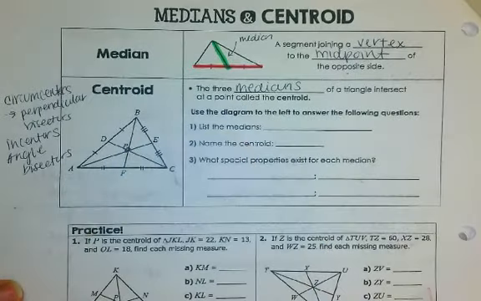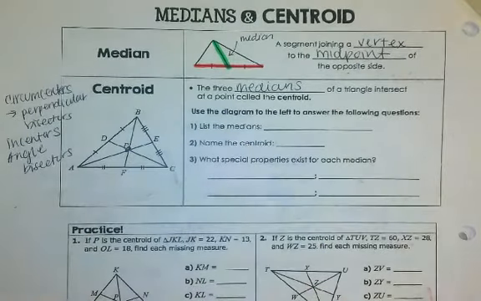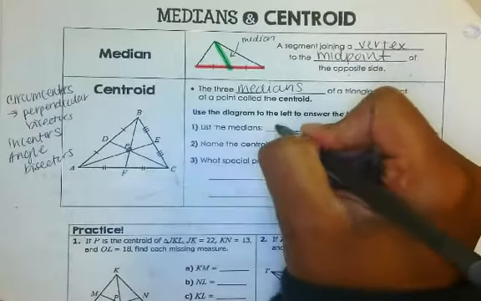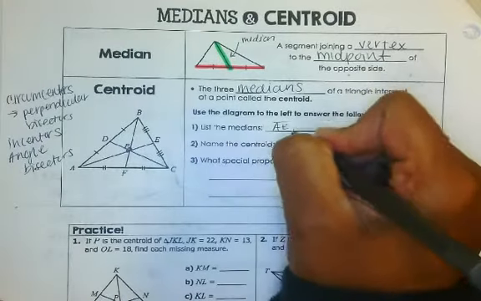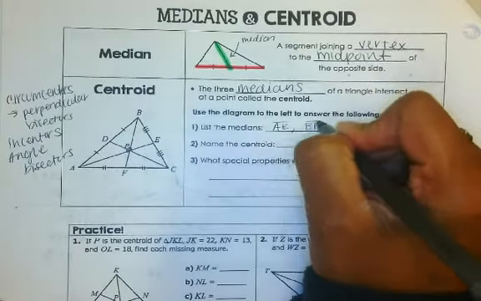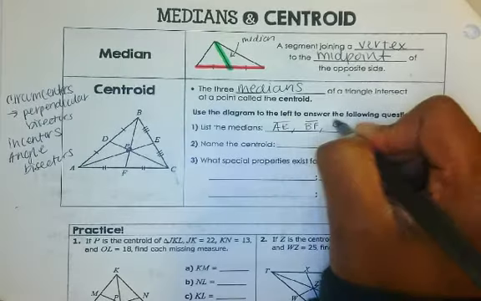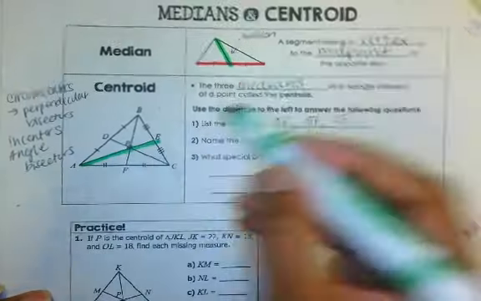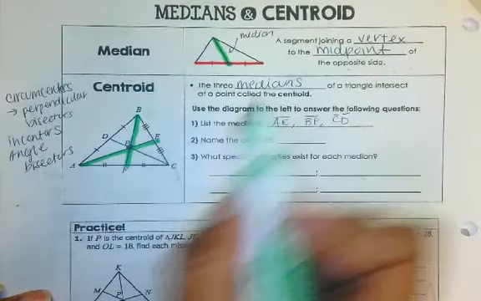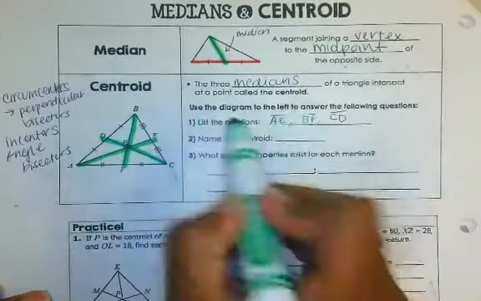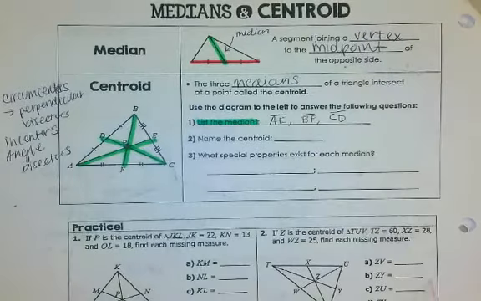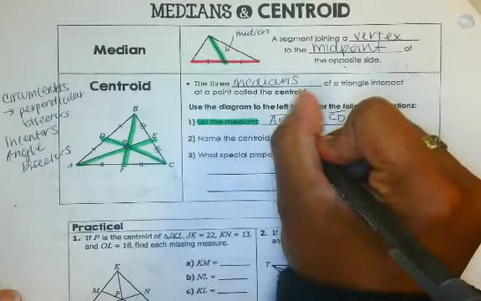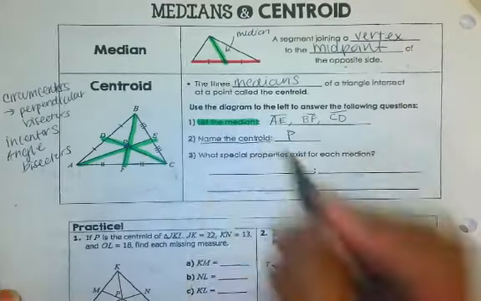Okay, so the medians in this triangle are AE, BF, and CD. So I will put those in green. So AE, BF, and CD. So the medians are in green. Okay. The centroid is P. Okay, and I have that in black over there.